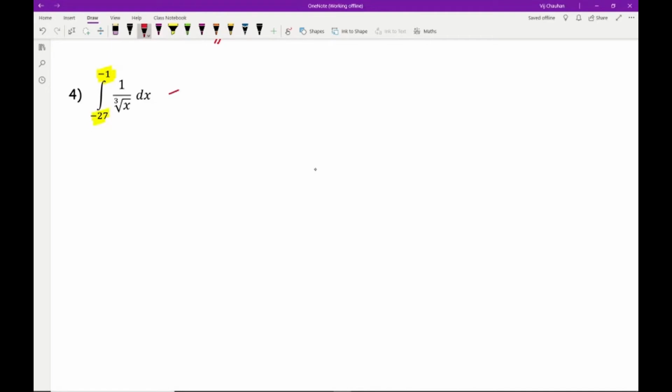So again, what I'm going to do is rewrite this integral. So I've got -1 minus 27, and now here I've got x. Now I want cube roots, so that's going to be to the power of 1 over 3, and I want the reciprocal, so it's going to be minus, and then I've got my dx. So now I'm in a step where I can integrate. So integrating this, I'm going to increase the power by 1.